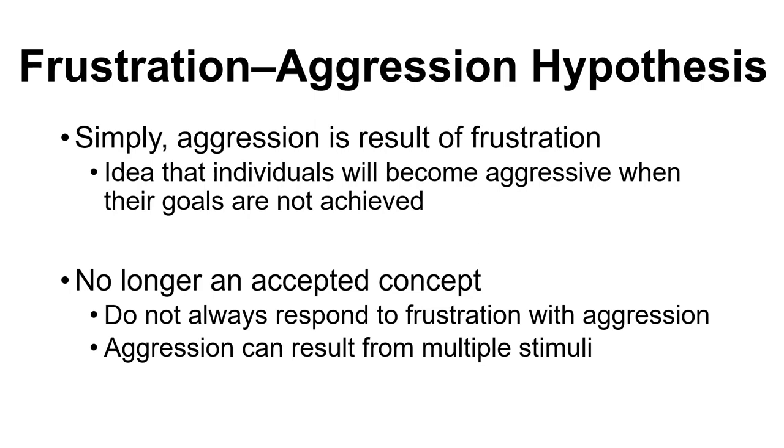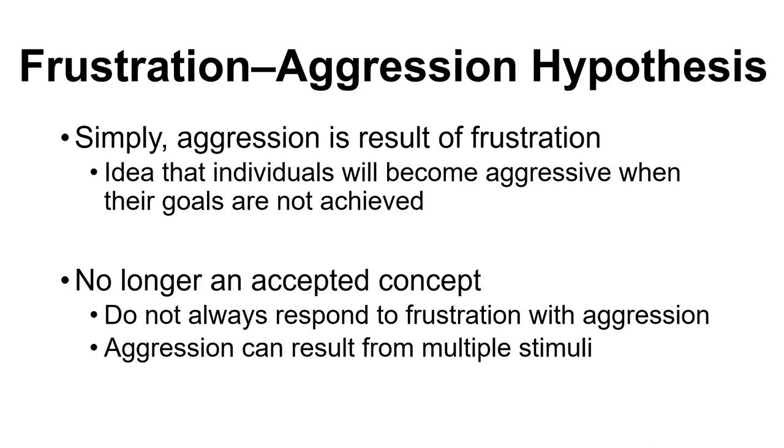And this is one of those hypotheses that on the surface makes a lot of sense, but as we dig into it, we find that it's always more complicated than what we had originally thought. So simply, this hypothesis says that we are aggressive because we are frustrated. So frustration leads to aggression. So it kind of makes sense. It's the frustration-aggression hypothesis. We're linking the two together.